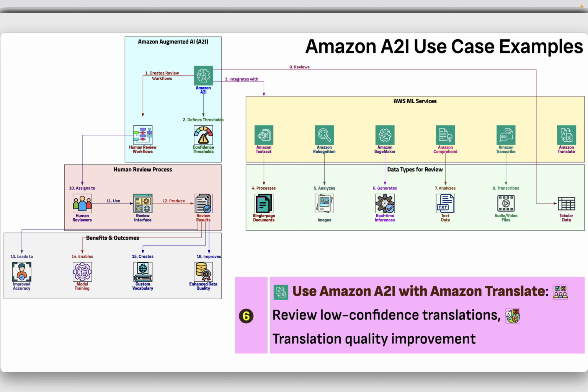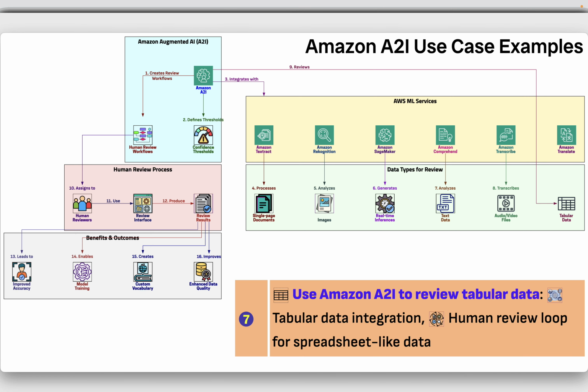So you can have humans review low confidence translations from Amazon Translate. Seventh, use Amazon A2I to review tabular data. So you can use A2I to integrate a human review loop into an ML application that uses tabular data.